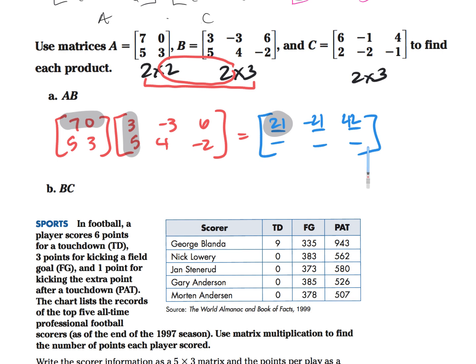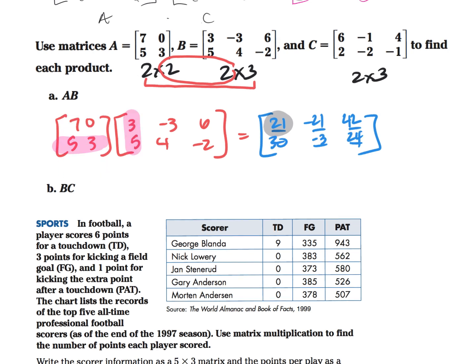Okay, I want you guys to try that bottom. This is always bottom row, so I'm only going to take this bottom row times left column, middle column, right column. Bottom row times each of the columns. Well done. Boom, 30, negative 3, 24.